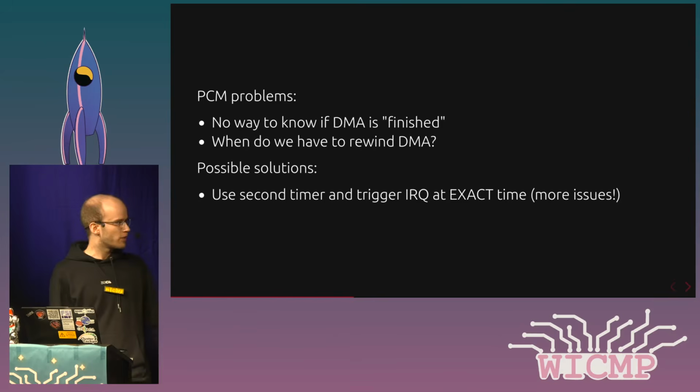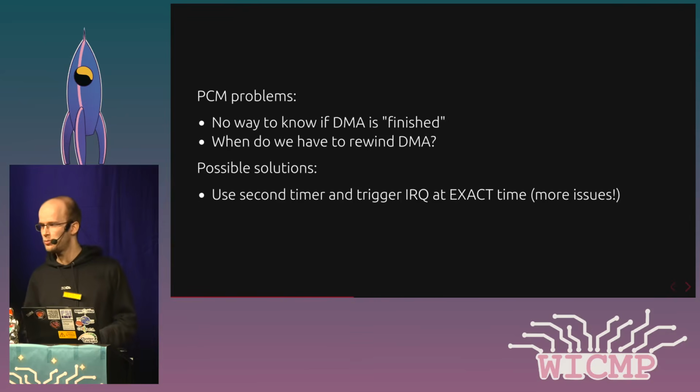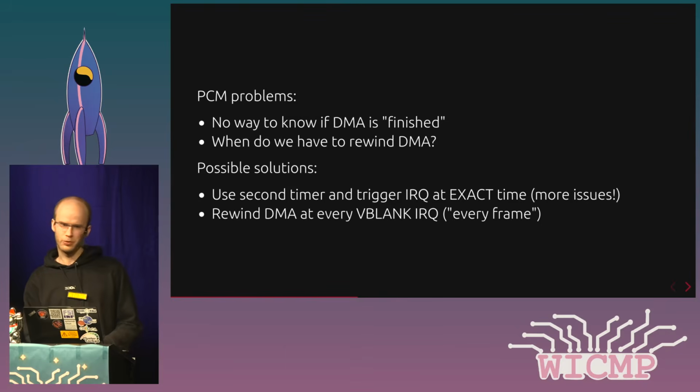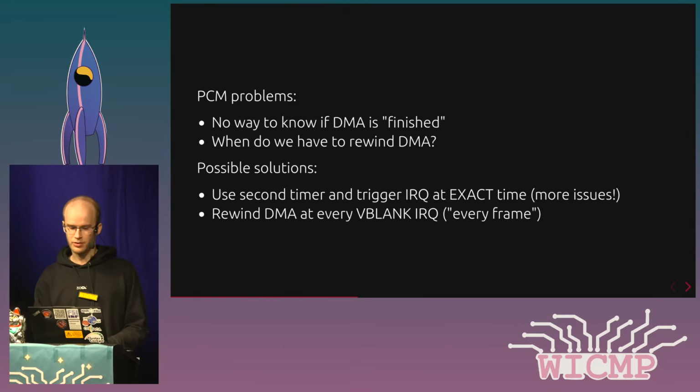You can do that, but the only problem is that it means you cannot block interrupts for longer than 0.5 milliseconds. But if this happens uncontrolled somewhere in your game loop, and you block interrupts for too long, then you're screwed. Another, more common possibility would be to just rewind the DMA at every V-blank IRQ, which is the main interrupt that pretty much every game had, when the screen is finished drawing.